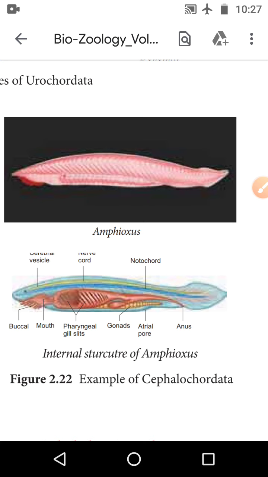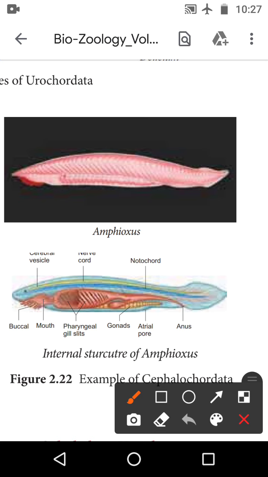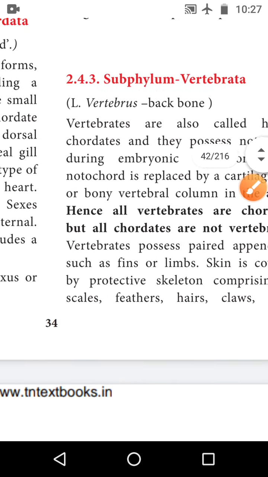A buccal cavity is present, mouth parts are present, pharyngeal gills are present, gonads are present. Gonads only, with separation of male and female. Notochord is also present and the anus is also present. This is the amphioxus, an example of the cephalochordata.